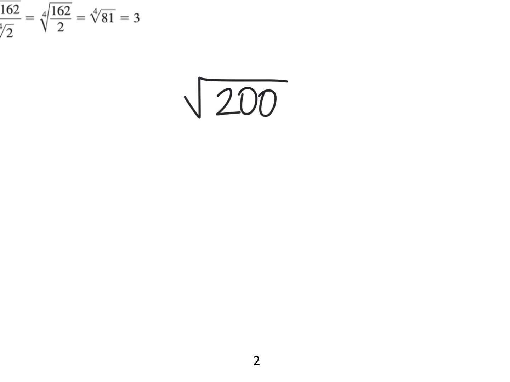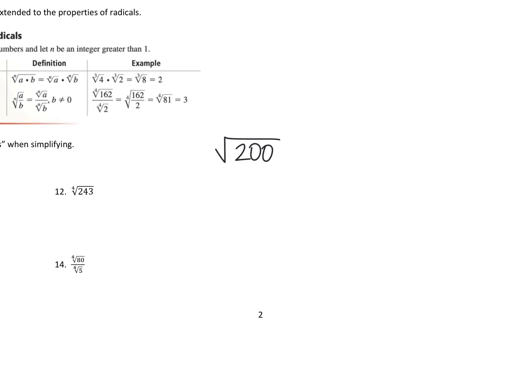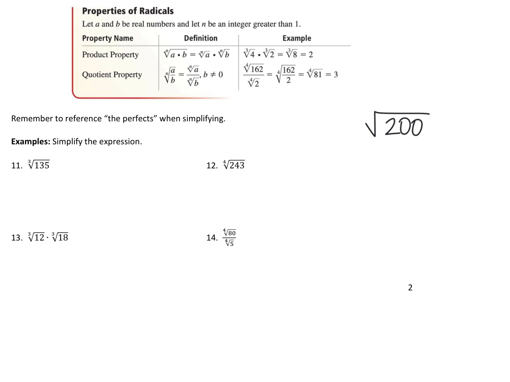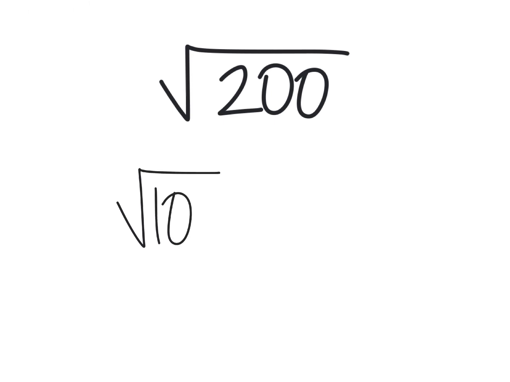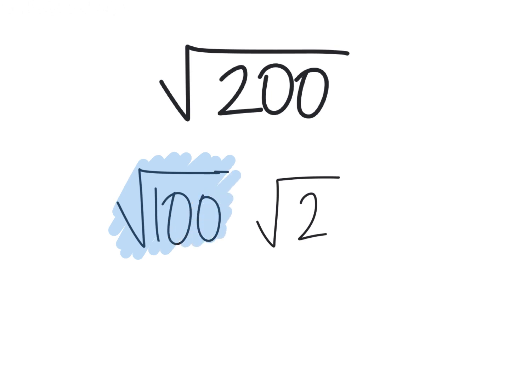So you look at the chart that's on the front of your notes, or you think, what's the largest perfect square that 200 divides by evenly? The largest perfect square that 200 divides by is 100. So I put that first, the perfect one. 100 times 2. And then we know that the square root of 100 is a perfect square. 10. The square root of 100 is 10. And so you put 10 out in front. It's 10 times the square root of 2. And that's it.